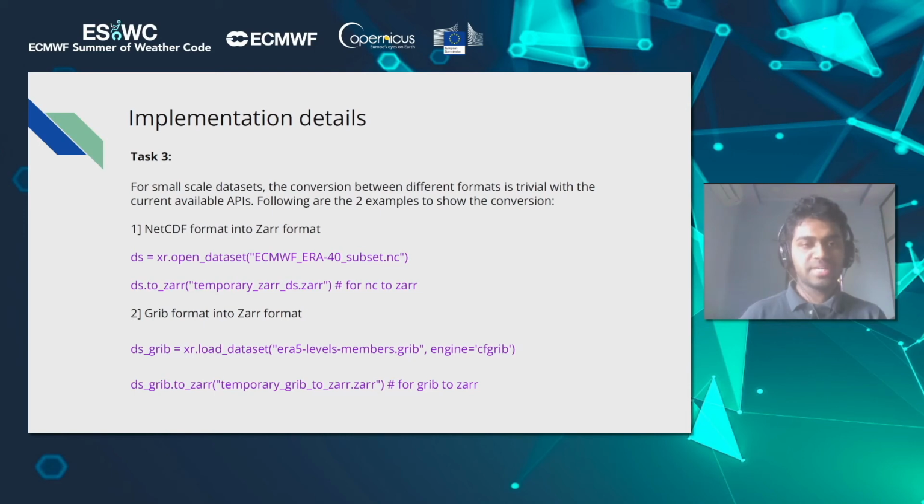For small-scale data sets, the conversion between different formats is simple, and there are many APIs available for that. As I've shown here, if you have an HDF format data set, we can convert it into Zarr format simply with Xarray, and similarly for GRIB. But when we want to process large-scale data sets, it's not this simple. It can be done, but it's a very long process. If you go for a data set which is in GBs or in TBs, it could take very, very long. That's why we need some simple way to process that.